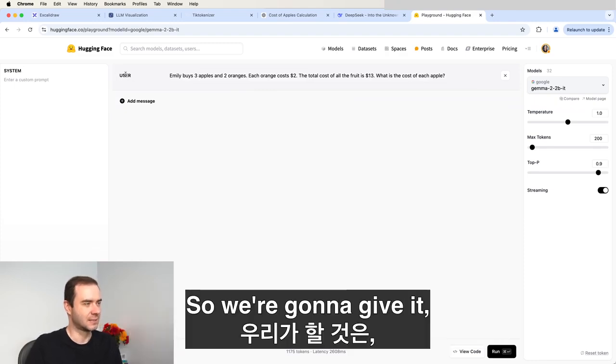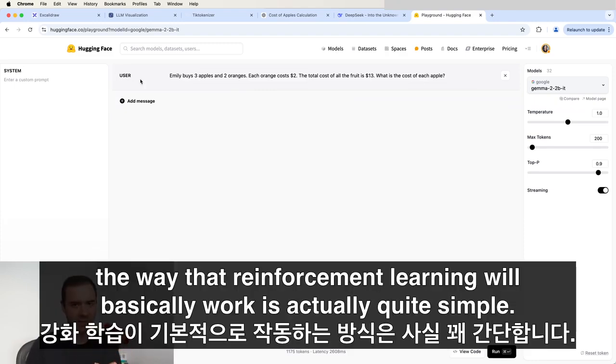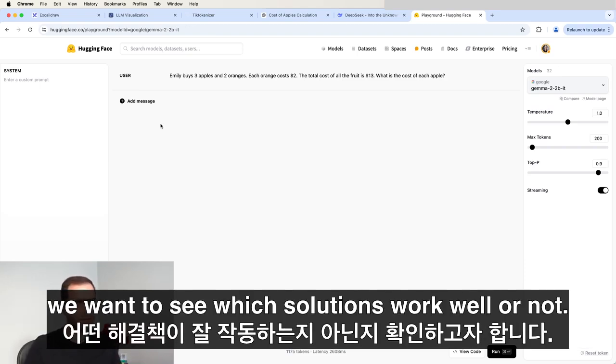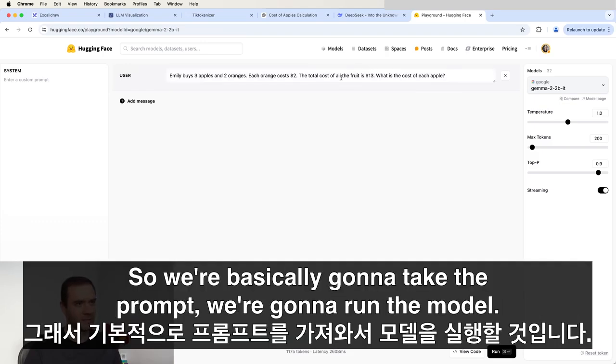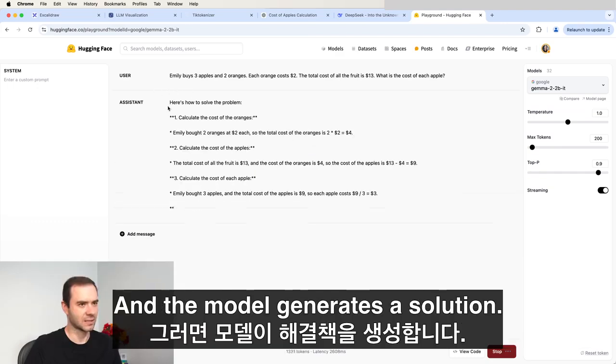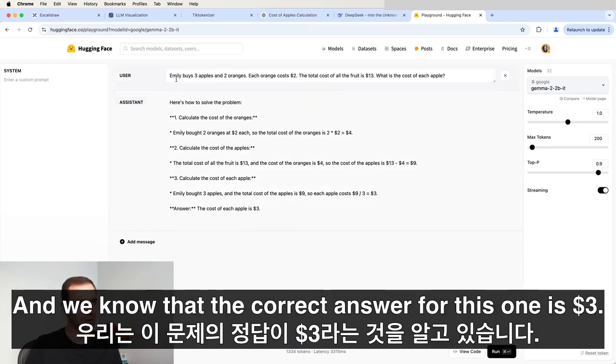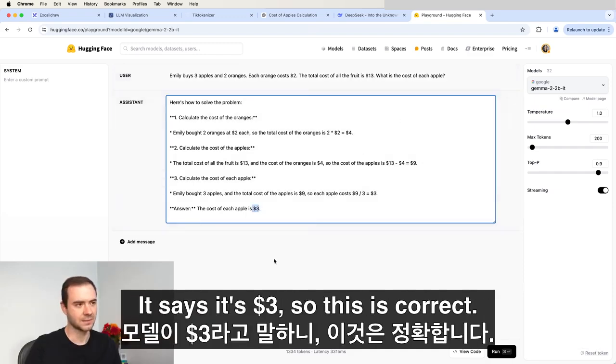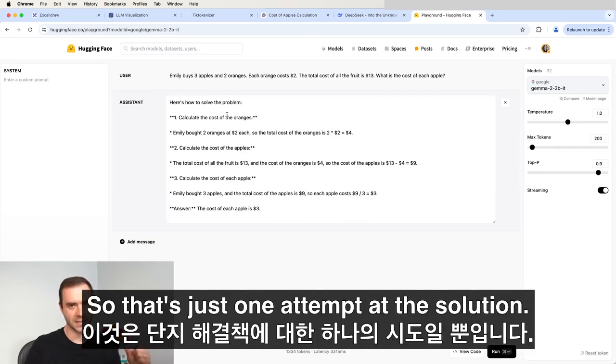The way that reinforcement learning will basically work is actually quite simple. We need to try many different kinds of solutions, and we want to see which solutions work well or not. So we're basically going to take the prompt, run the model, and the model generates a solution. Then we're going to inspect the solution. We know that the correct answer for this one is $3, and indeed the model gets it correct. It says it's $3, so this is correct. That's just one attempt at the solution.